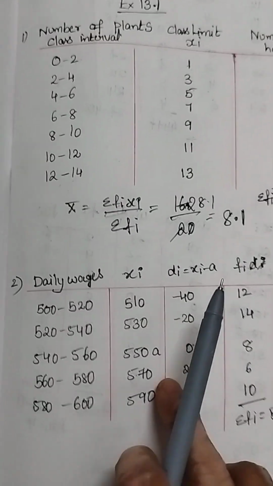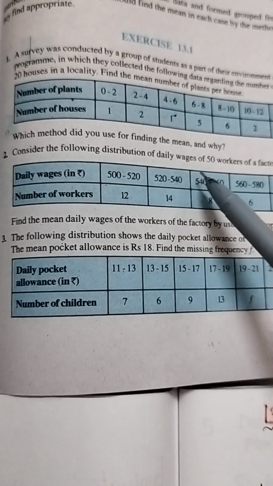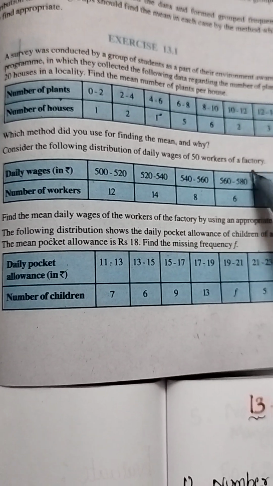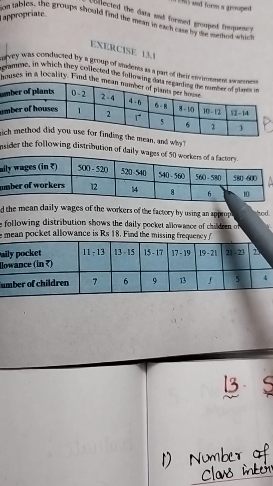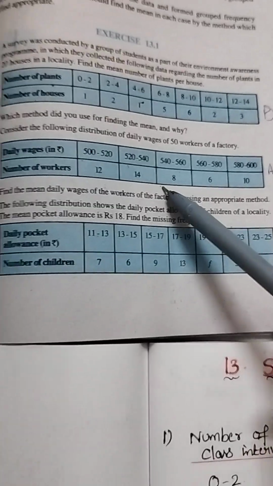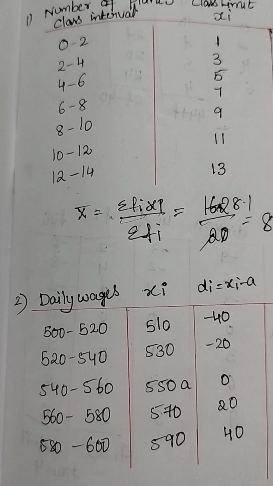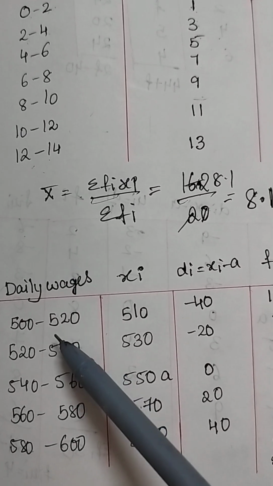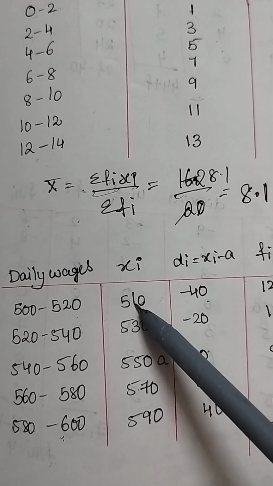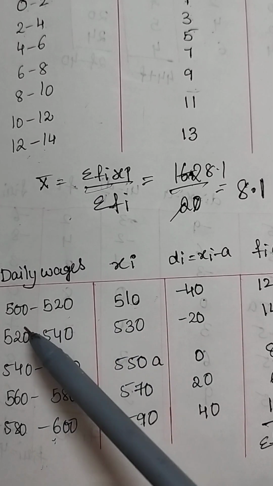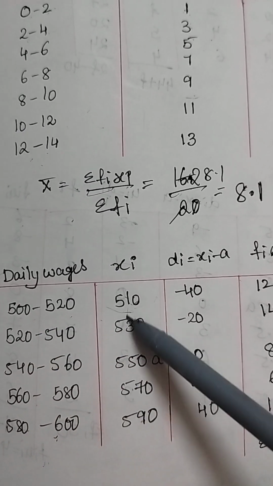Okay, next, the second sum is this one. Consider the following distribution of daily wages of 50 workers of a factory. Observe these class intervals are a little large. Now we can do this by the assumed mean method. I am showing this sum by the assumed mean method. I just wrote the class intervals. Just observe they are continuous. So I calculated the class marks. In the same manner, upper limit plus lower limit by 2 you should do.